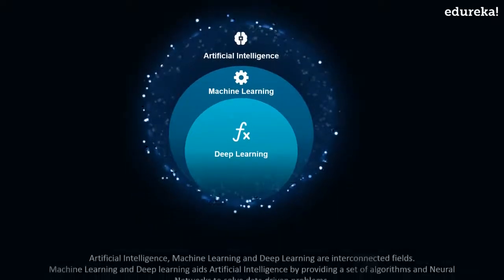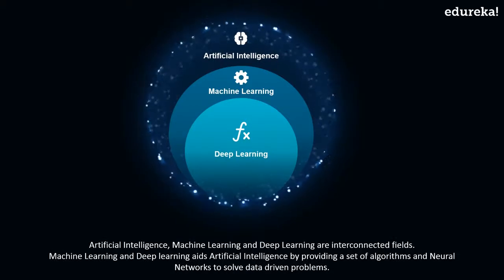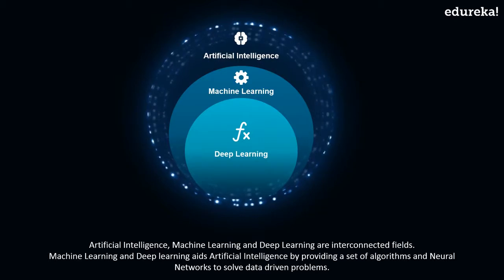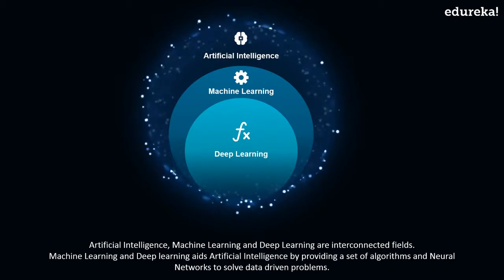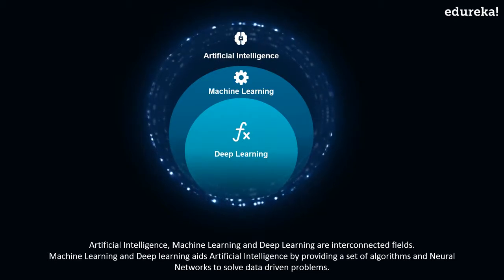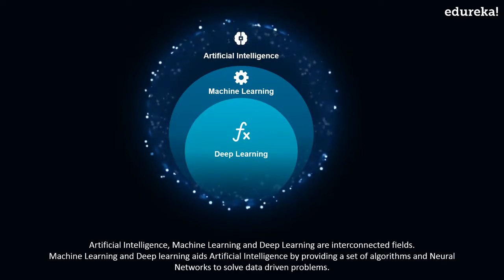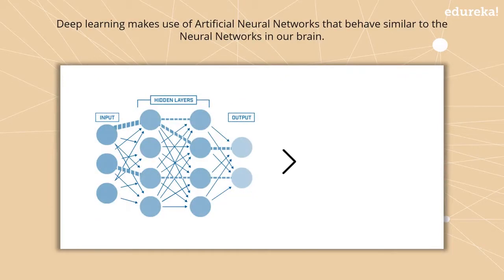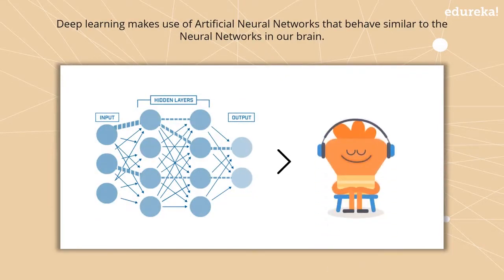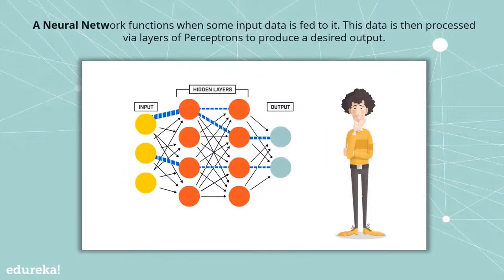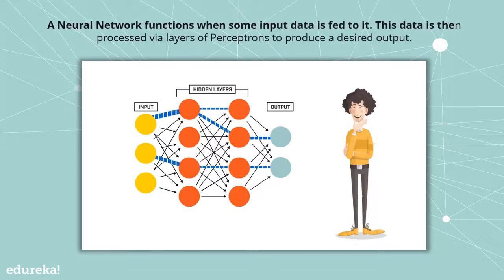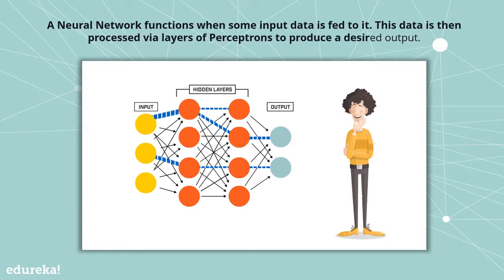Artificial intelligence, machine learning, and deep learning are interconnected fields where machine learning and deep learning aid artificial intelligence by providing a set of algorithms and neural networks to solve data-driven problems. Deep learning makes use of artificial neural networks that behave similar to the neural networks in our brain. A neural network functions when some input data is fed to it. Now, this data is then processed via layers of perceptrons to produce a desired output.